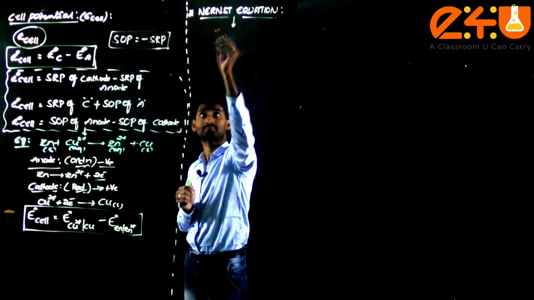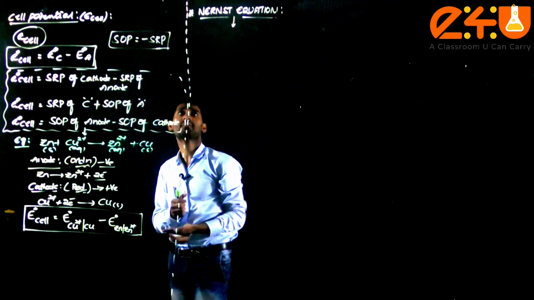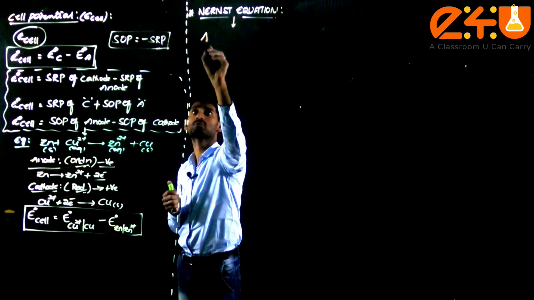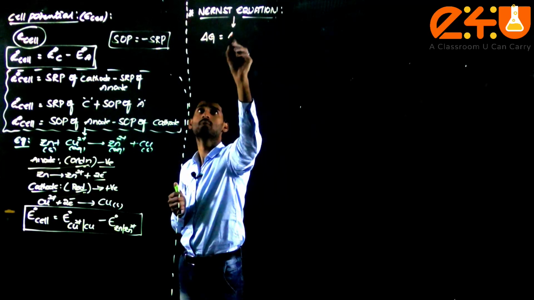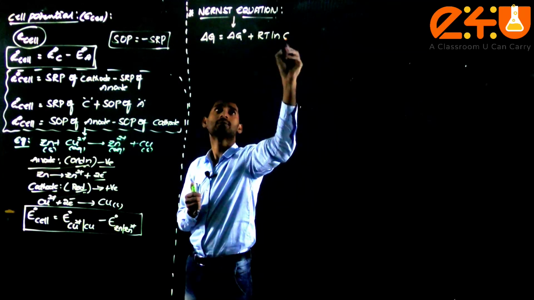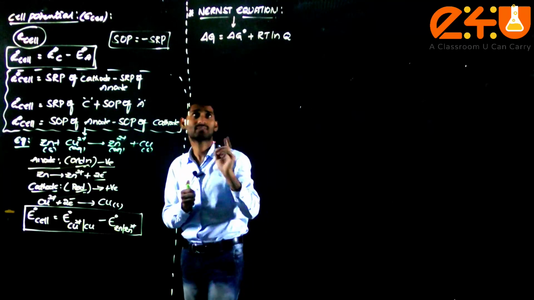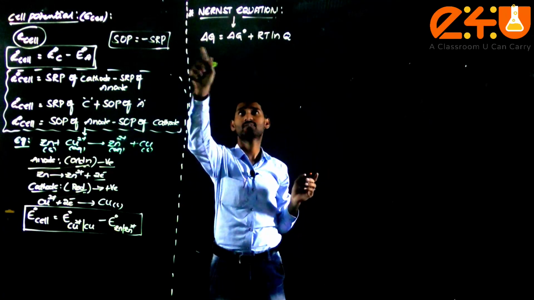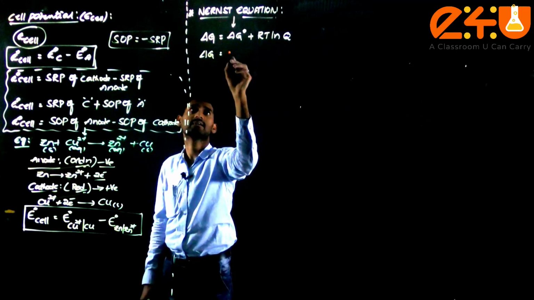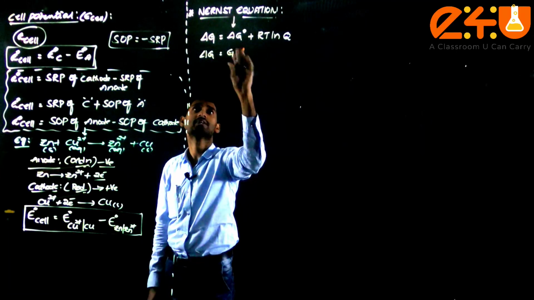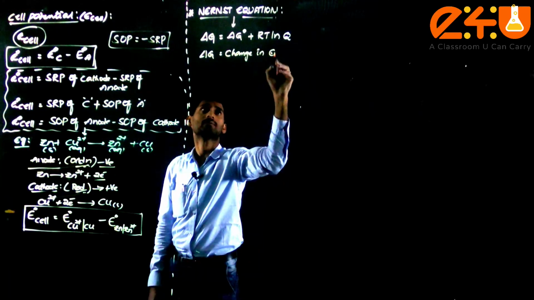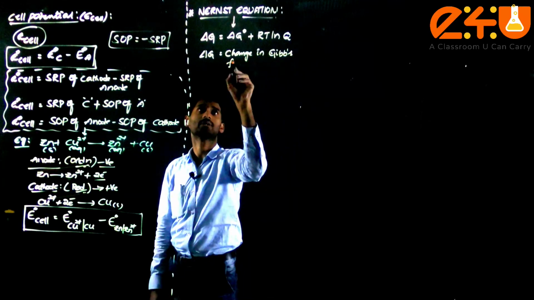The Nernst expression is derived based on Gibbs free energy: del G is equal to del G naught plus RT ln Q. It gives the relation between Gibbs free energy and the reaction quotient. Here del G indicates the change in Gibbs free energy.